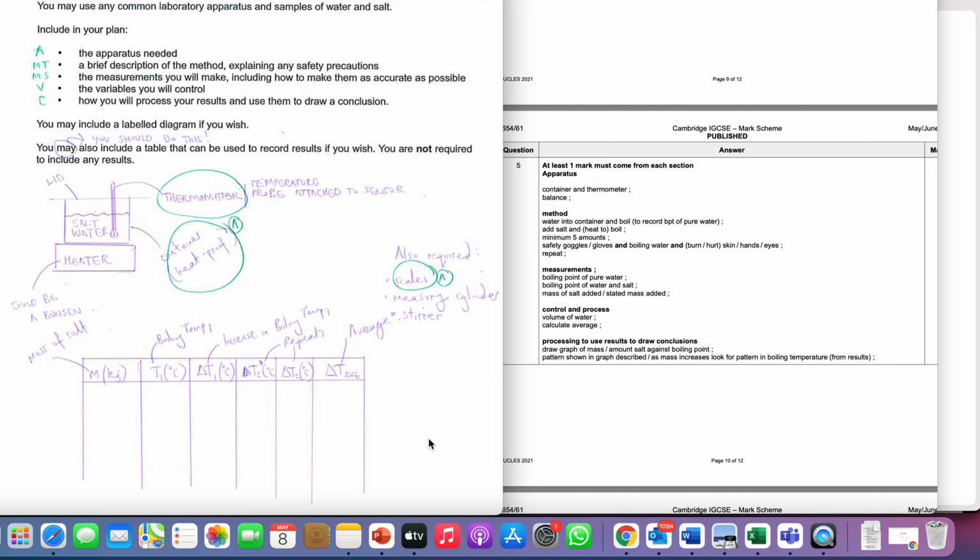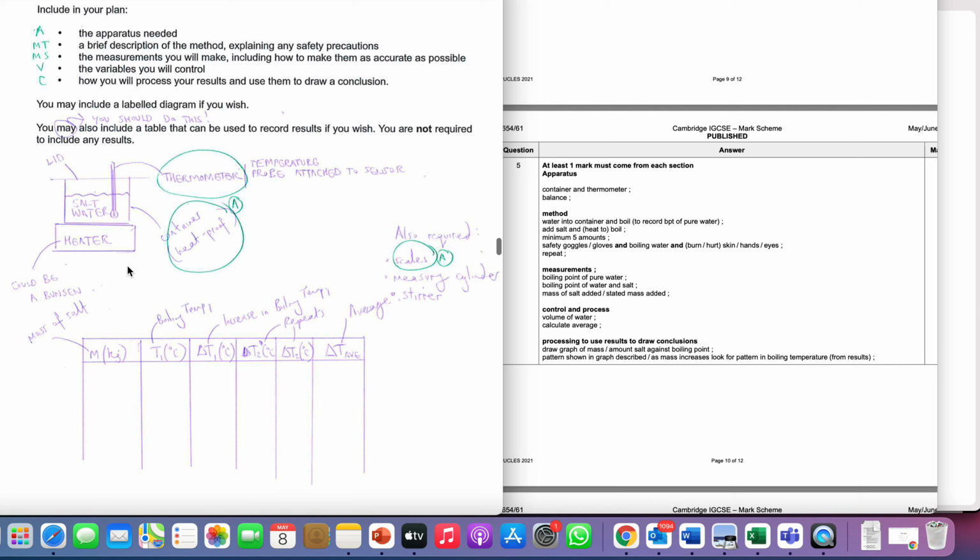So you want to have something about the apparatus, the method, the measurements, variables, and conclusions. Now, you'll notice in my answer, I've circled all the areas where I think I would have got a mark. For example, I drew a diagram, I put a lid on a container of water, I put the salt water in there with a heater, which could be a Bunsen burner, and a thermometer in there, or a temperature probe attached to a sensor. And I also said that we could have some scales, a measuring cylinder, a stirrer, various things like that.